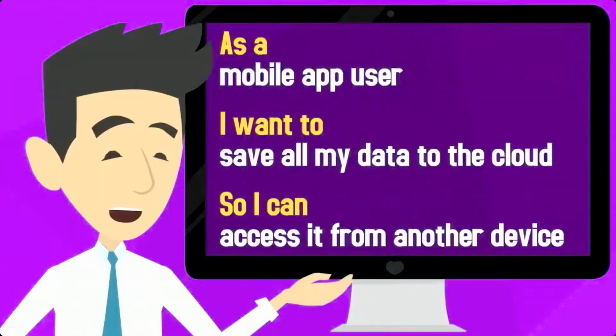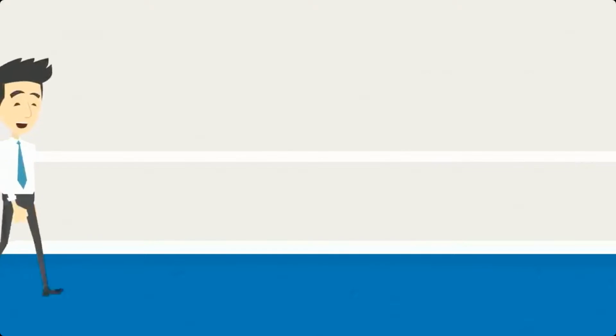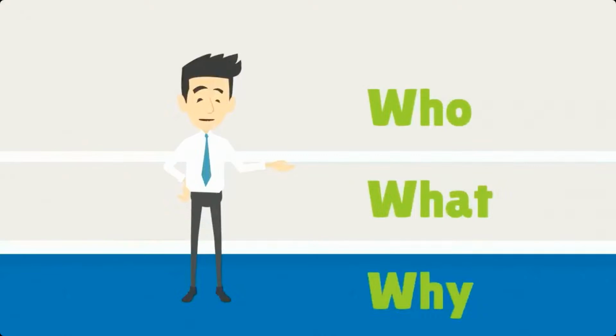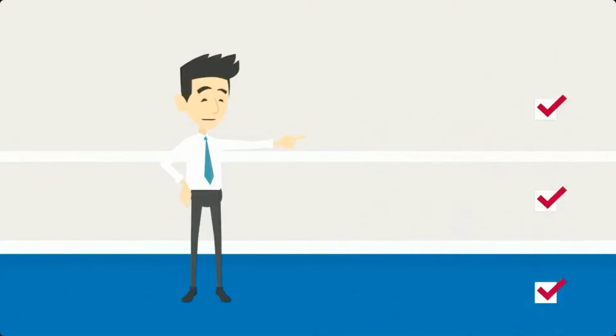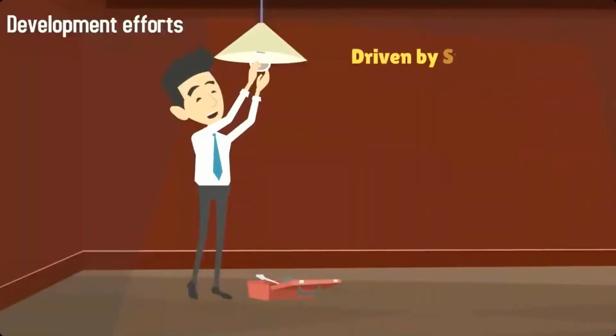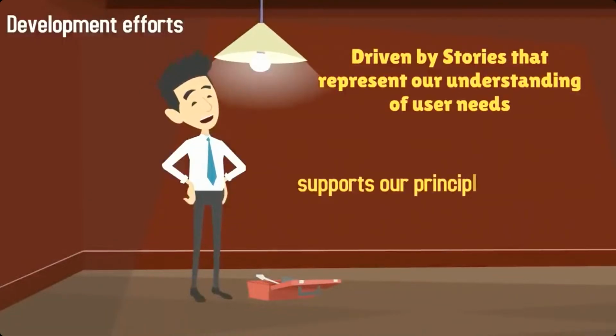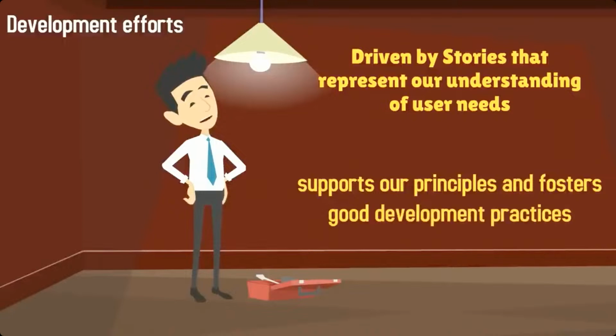As a mobile app user, I want to save all my data to the cloud so I can access it from another device. There isn't anything magical about this particular format for stories. The examples we've just seen cover who, what, and why. Having a template is a good way to make sure you capture enough information to represent the idea of what the user needs without getting bogged down in all the implementation details. When our development efforts are driven by stories that represent our understanding of user needs, it supports our principles and fosters good development practices.